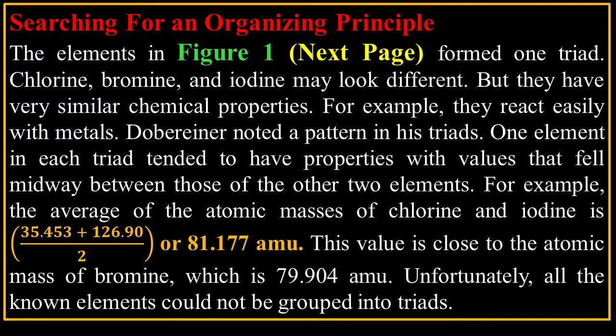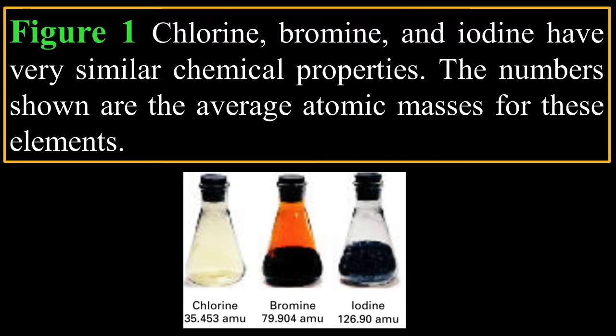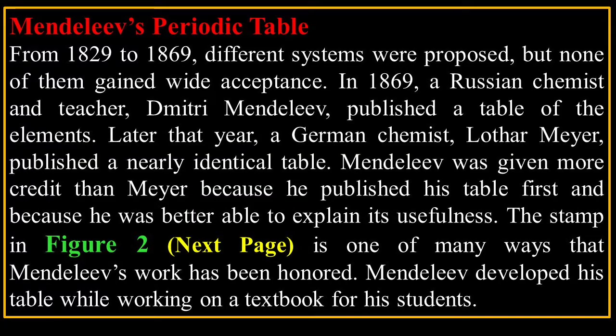Unfortunately, all the known elements could not be grouped into triads. Chlorine, bromine, and iodine have very similar chemical properties. The numbers shown are the average atomic masses for these elements. We usually use 35 for chlorine, as the mass number, which just makes calculations easier. Bromine we usually use as 80, and iodine 127. Unless you're doing very high analytical quantitative work, just use those. From 1829 to 1869, different systems were proposed, but none of them gained wide acceptance.